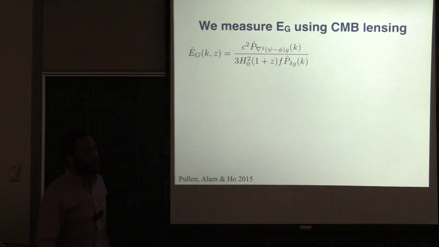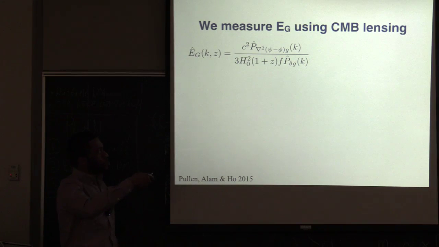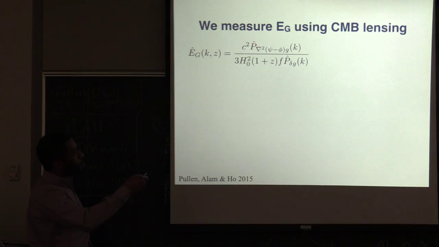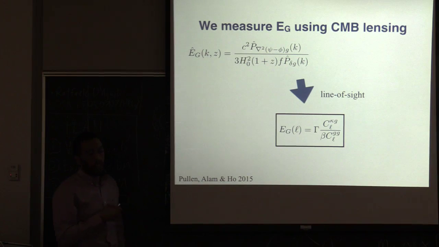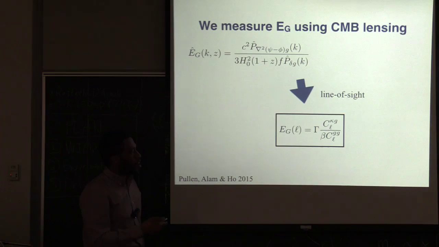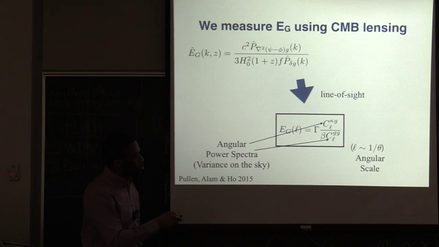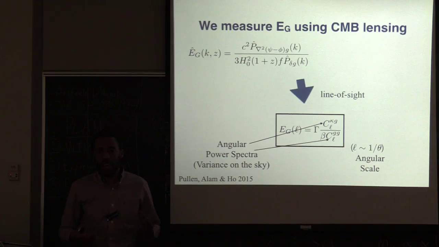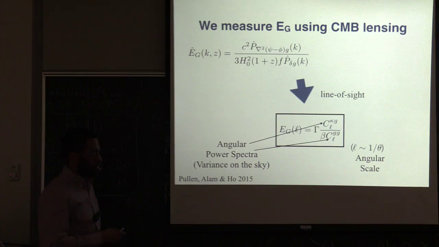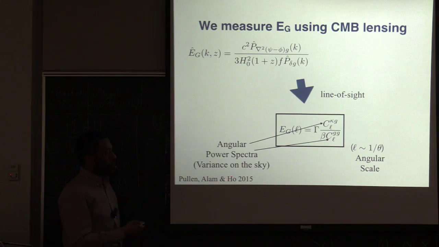So how do we measure EG using CMB lensing specifically? Well, we take this expression involving the two power spectra, and we integrate the top and bottom along the line of sight, and we get this estimator for EG, specifically dependent on these two correlations, which we call CL. CL is what's known as an angular power spectrum, so it's like the P of K, the three-dimensional power spectrum that I expressed earlier, except it's a variance on the sky. It's a variance of fluctuations on the sky instead of in three dimensions. But that's the only difference.